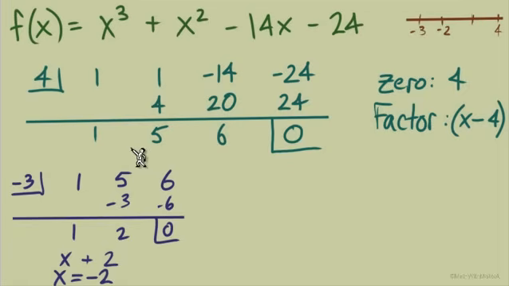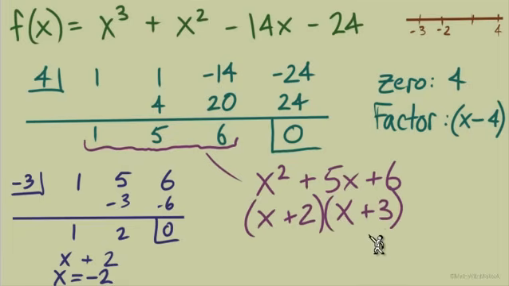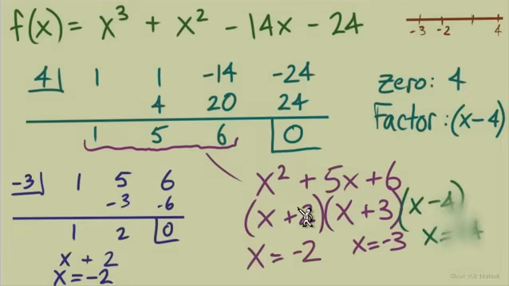In this case, the coefficients tell us that we have a quotient of x squared plus 5x plus 6. Definitely we can factor as x plus 2 times x plus 3. These factors will lead us to our last 2 zeros at -2 and -3, so the graph was very accurate in what it was trying to portray with where those x-intercepts were. Now completely factored, our polynomial has these 3 linear factors and these 3 zeros.